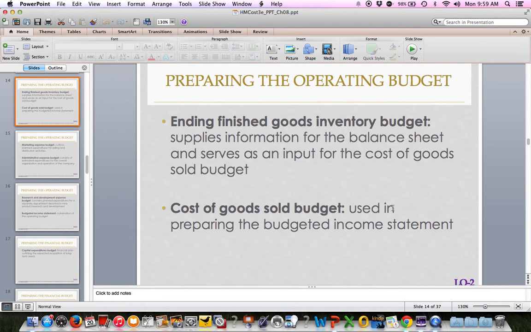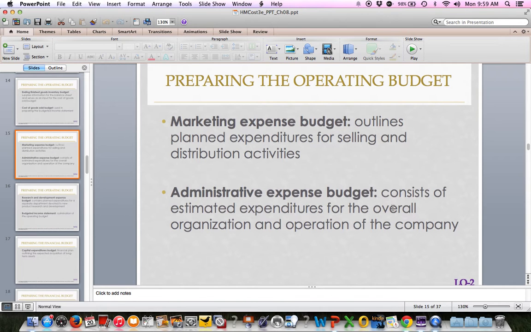And then, of course, I need to make enough goods to sell. So I should have an ending finished goods inventory budget. Basically, do I have enough goods on hand to support sales? And once I've got that, then I'll figure out my cost of goods sold, which of course goes on the income statement. Then I have a lot of my administrative type expenses, marketing expenses.